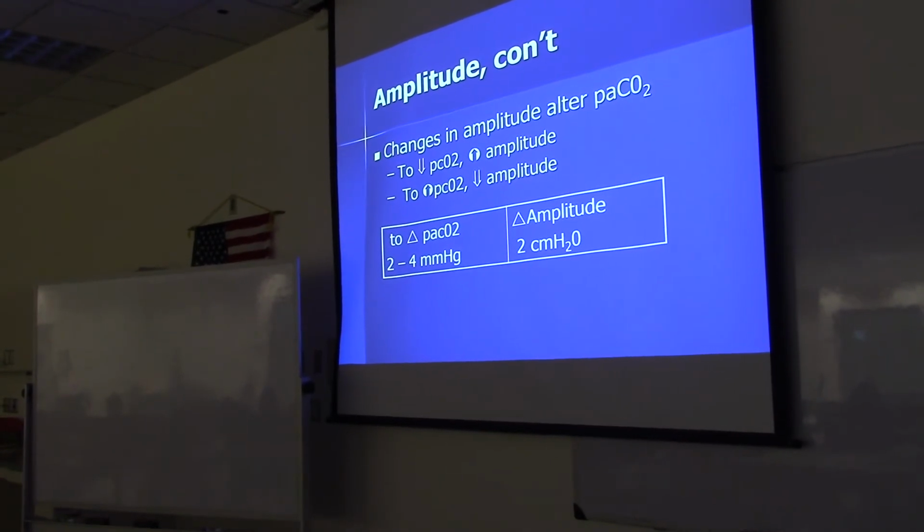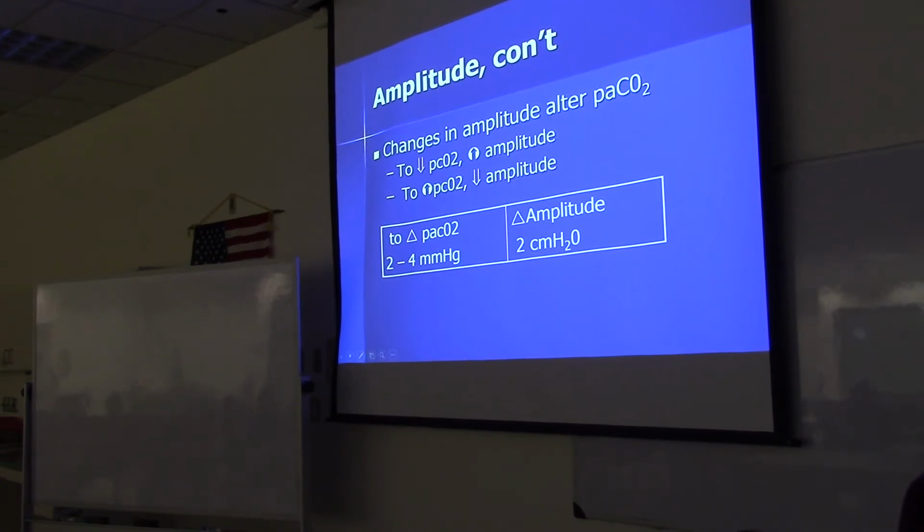And then when you change the amplitude, you alter the CO2. It looks like it's a 1-for-1. It says to change the CO2 2 to 4 millimeters of mercury, you change your amplitude by 2 centimeters of water. But when you're trying to remember numbers, it's better to just remember the 2 and the 2.